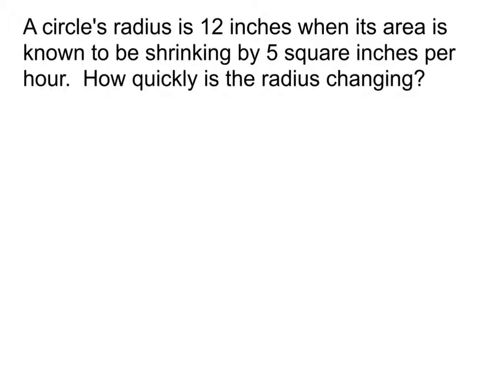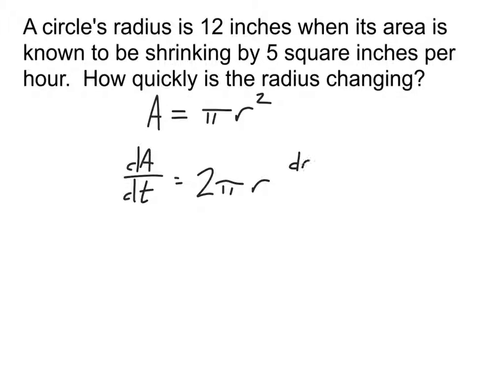All right, now in this particular problem, we've got a circle with radius 12. Its area is known to be shrinking by 5 square inches per hour. How quickly is the radius changing? So obviously, we're dealing with another problem where we have A equals pi r squared as our starting thing. And again, I'm trying to figure out how it's changing over time. So I want to find the derivative with respect to time again. We already know what that is. dA over dt equals 2 pi r dr over dt. And then I need to start plugging in everything that I know.